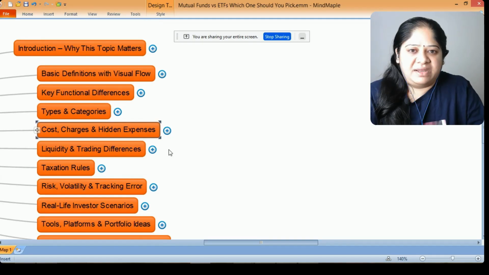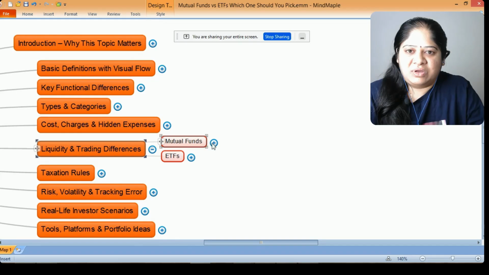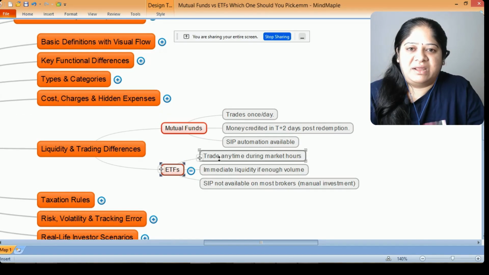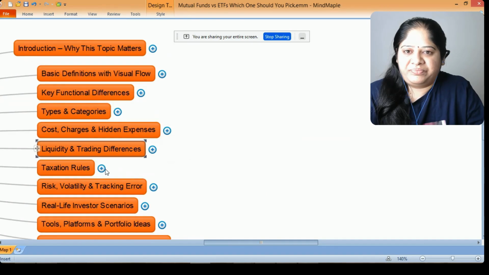Liquidity and trading differences. Mutual funds trade once per day, money is credited in T plus 2 days post redemption, SIP automation available. Exchange traded funds trade anytime during market hours, with immediate liquidity if there is enough volume. SIP is not available on most brokers for ETFs.